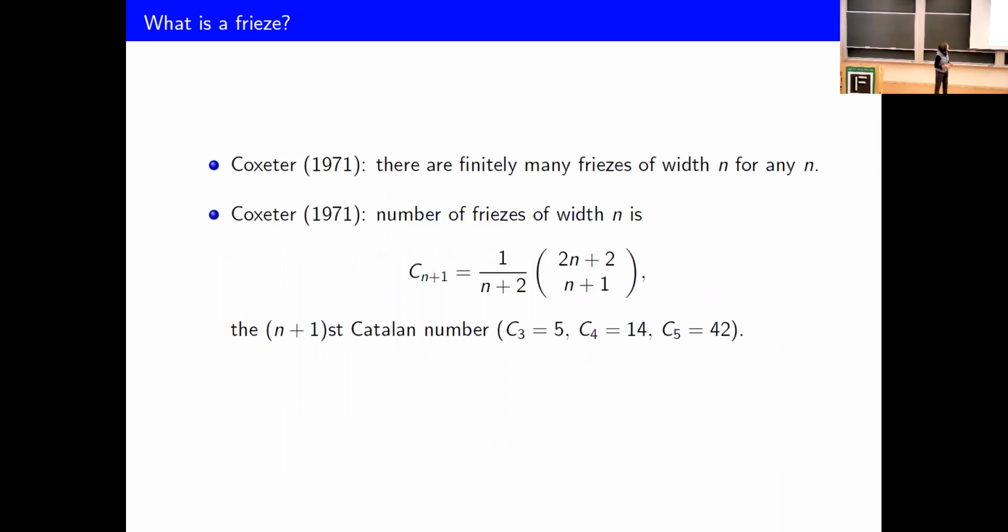The number is this Catalan number. So for width 2, you get 5. There are 5 solutions. For width 3, you get 14. With 4, you have 42. So this is the Catalan number.